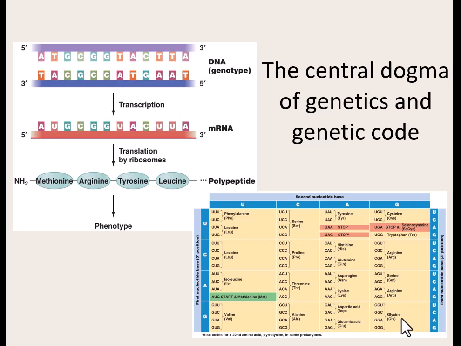My next codon is UAU. So the very first letter, U. The second letter, A, so right away I'm in this box. And my 3rd letter is U. And so the amino acid that gets brought in is called tyrosine, or TYR.